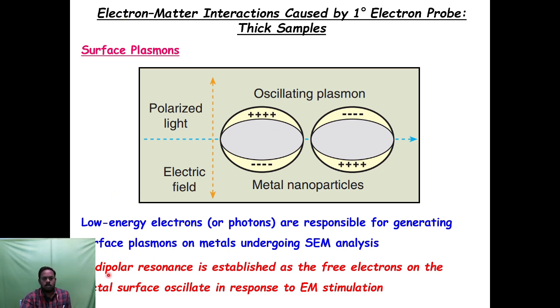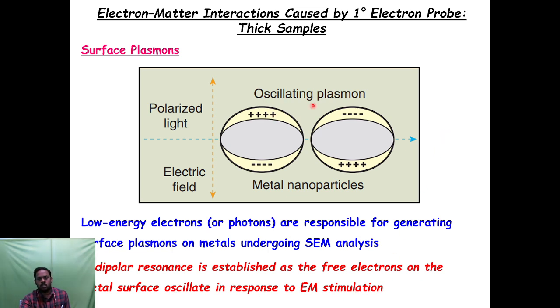So surface plasmon resonance is actually a dipolar resonance, or the coherent oscillation of the valence electrons present in the metal with the incoming light, with the electromagnetic radiation. So that is a coherent oscillation with the incoming light. Dipolar resonance is established as the free electrons on the metal surface oscillate in response to the electromagnetic stimulation.